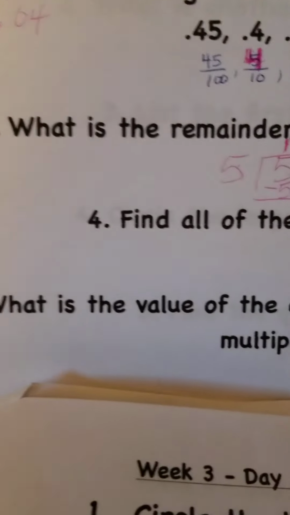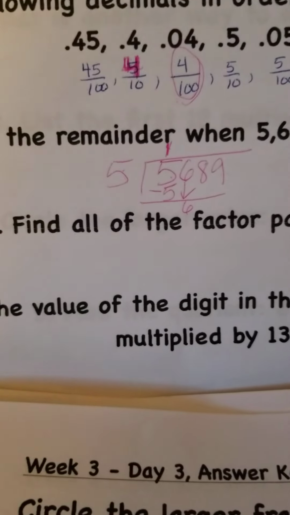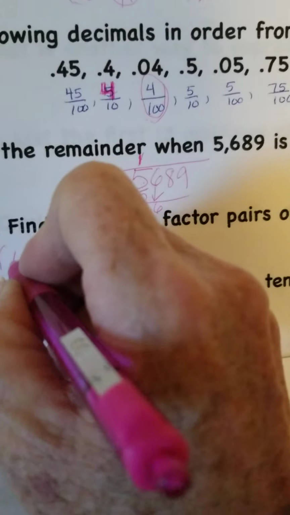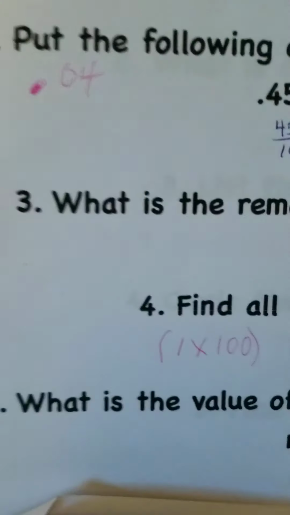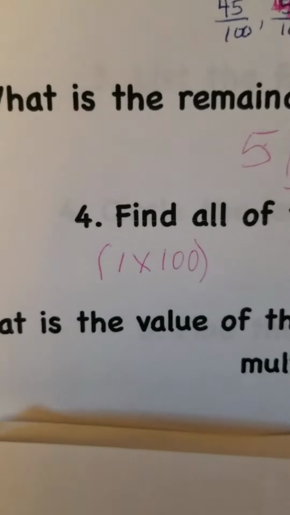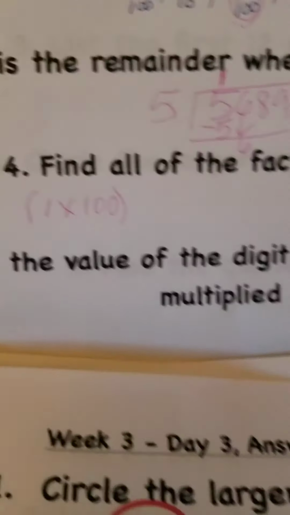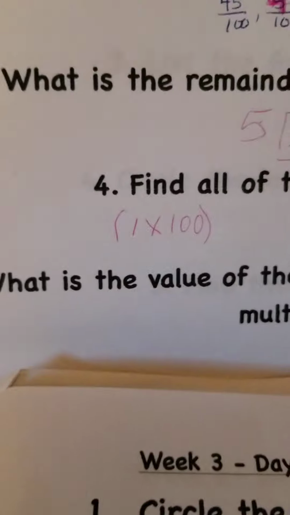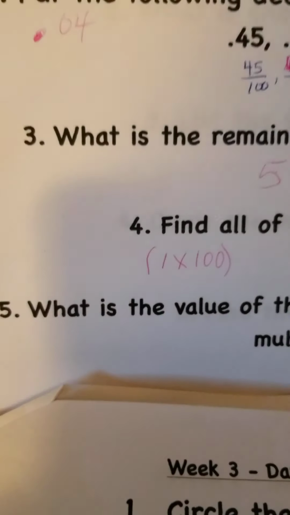Okay? Number 4, find all the factor pairs of 100. We need to see pairs. So 1 times 100. You guys should know that. 100, any number times 1 is itself. You're only saying it one time. So the factor pairs should be listed like this. 1 times 100 in parentheses.